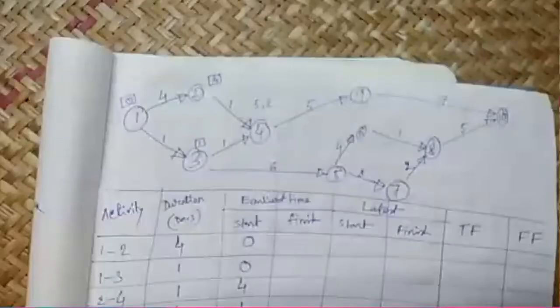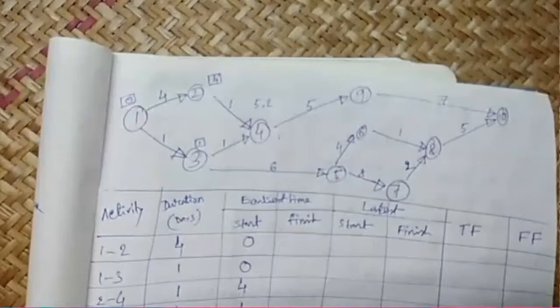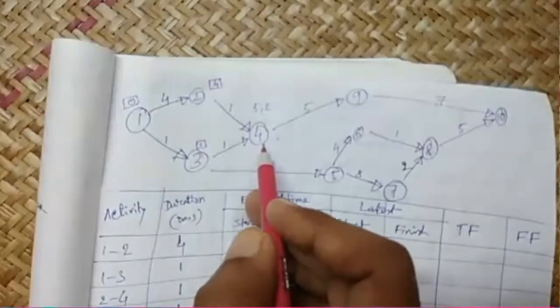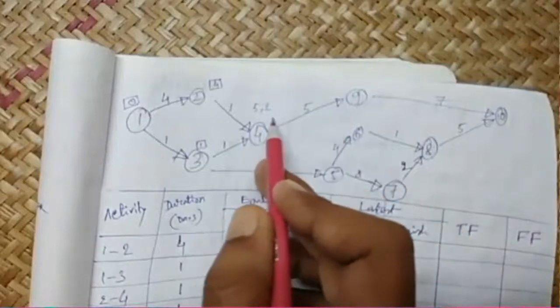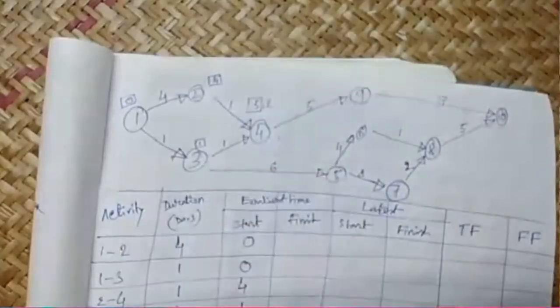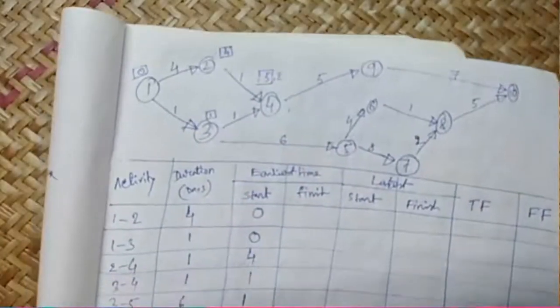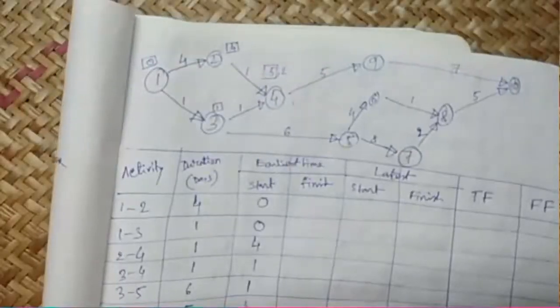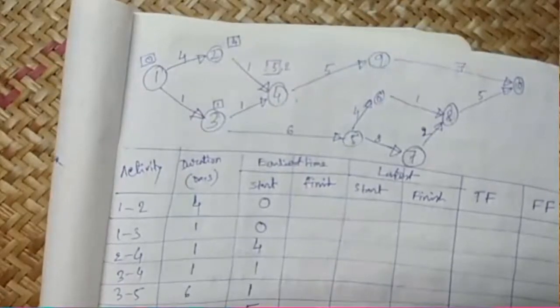And if you look at the network construction rule for the earliest time analysis, we have written that for forward pass we take the maximum of the earliest start times. So here the earliest start of this 4 9 is the maximum of 5 and 2, and thus this 5 will be our earliest start. Okay, so on activity 4 9 the earliest start will be 5 days. Is it clear to everyone?